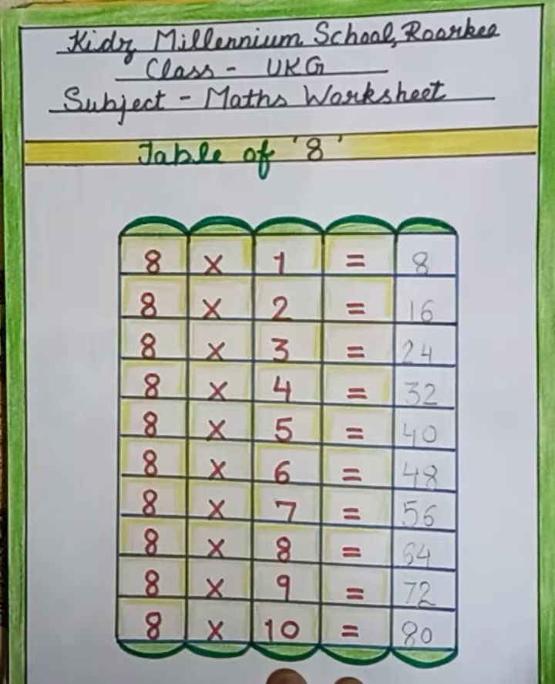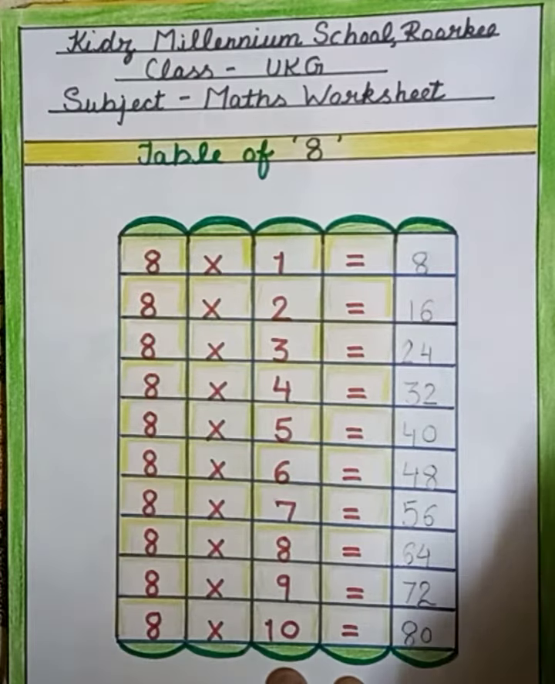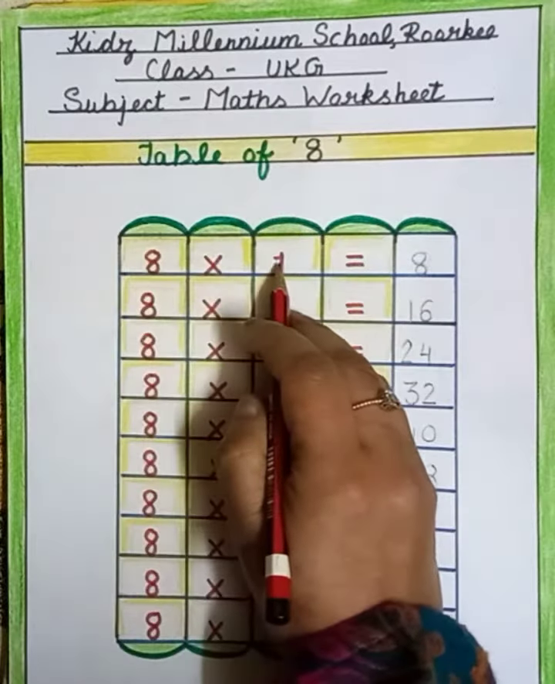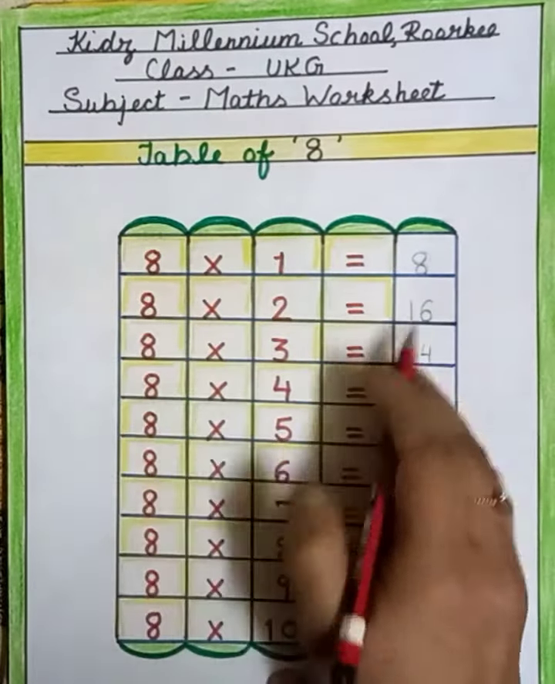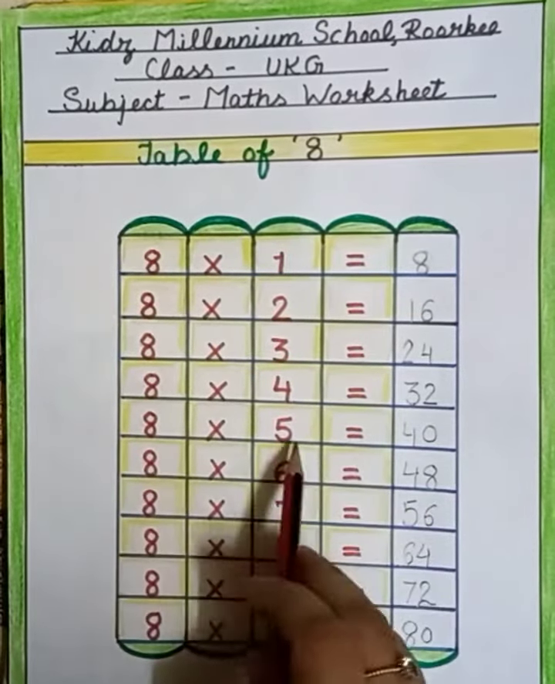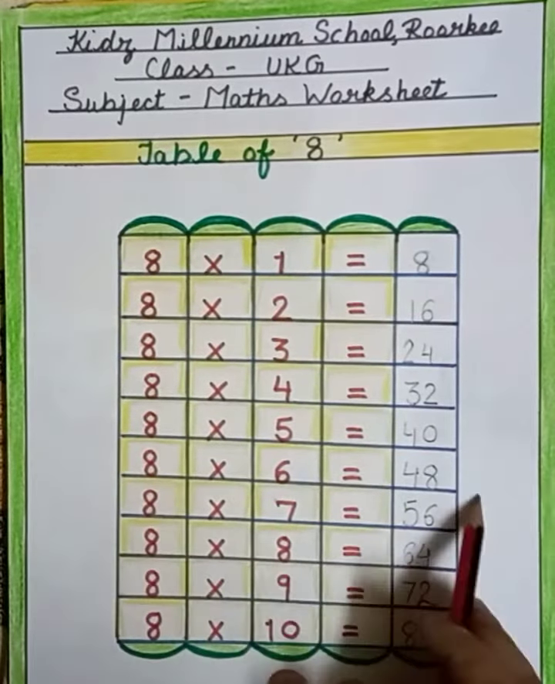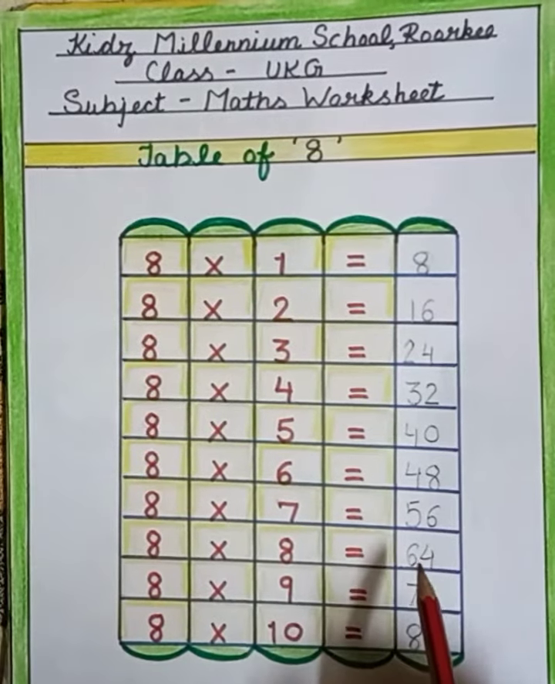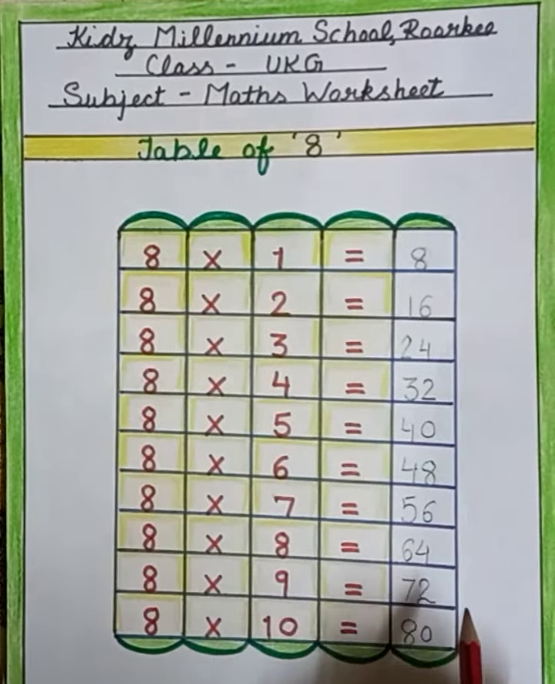Now my dear kids, let's repeat it again. This is 8 1 ja 8, 8 2 ja 16, 8 3 ja 24, 8 4 ja 32, 8 5 ja 40, 8 6 ja 48, 8 7 ja 56, 8 8 ja 64, 8 9 ja 72, 8 10 ja 80.